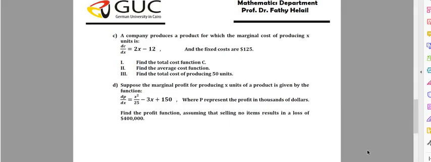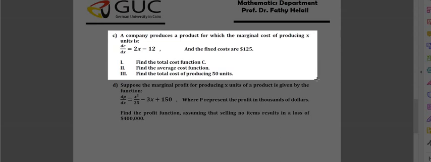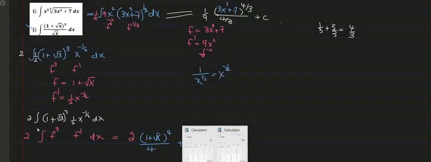So we have here a company produces a product for which the marginal cost of producing X units is the marginal cost, and then it's written as dC by dx. It seems that that's the derivative of the cost, right, which is given by 2x minus 12. And the fixed cost is the $125. We need to find the total cost function and the average cost function and the total cost of producing 50 units. Let's start.